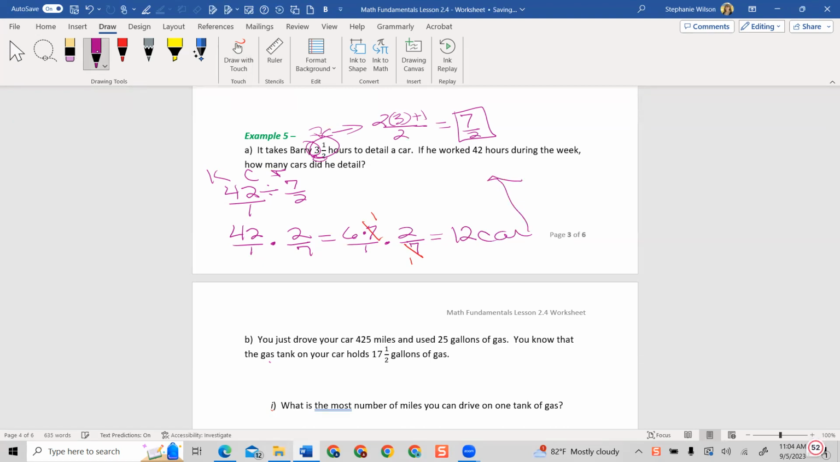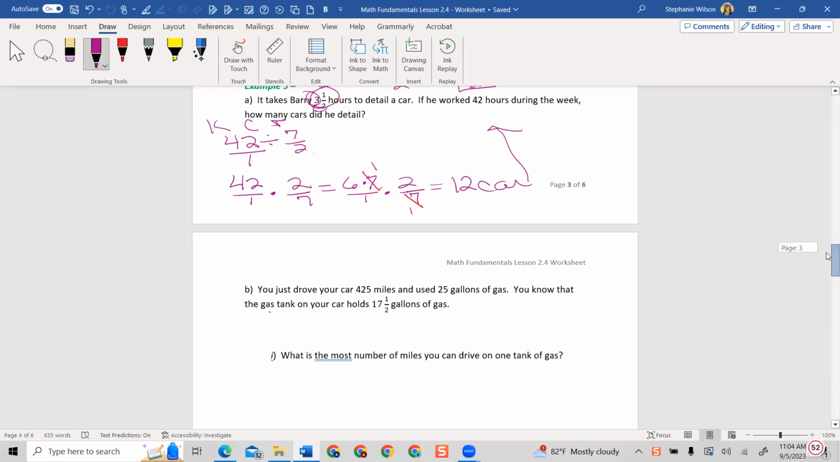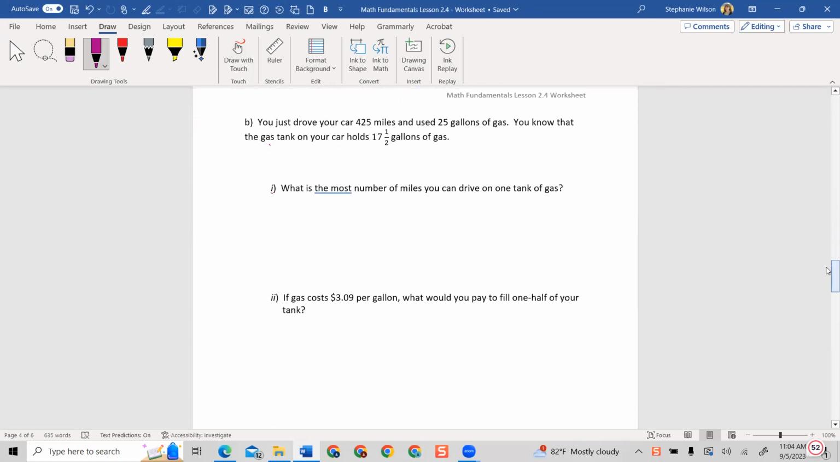All right. So let's go to our next application problem. It says that you drove your car 425 miles and you used 25 gallons of gas. You know that your tank holds 17.5 gallons. So I have quite a bit of things going on here. Over here, I'm going to take that 425 miles over 25 gallons. And let's go ahead and factor down or reduce. It's always good to reduce. I see that 25 will go into itself once and it goes into 425 17 times. So this is 17 miles per gallon.